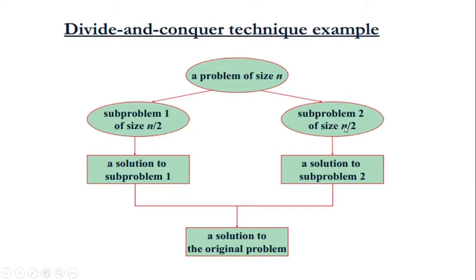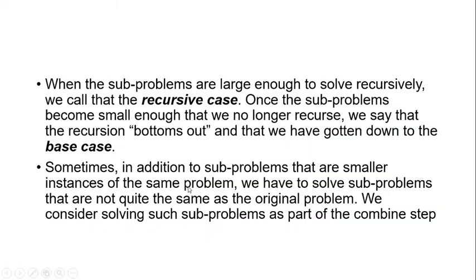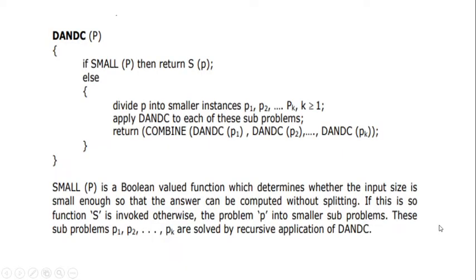Not n by 2, right? Something else. Not n by 2. So in that case, it will be unequal. The subproblems are unequal, so subproblems are not of the same nature. Subproblems that are not quite the same as the original, we consider solving such problems as a part of the combined step. That has to be taken care of in the combined step.